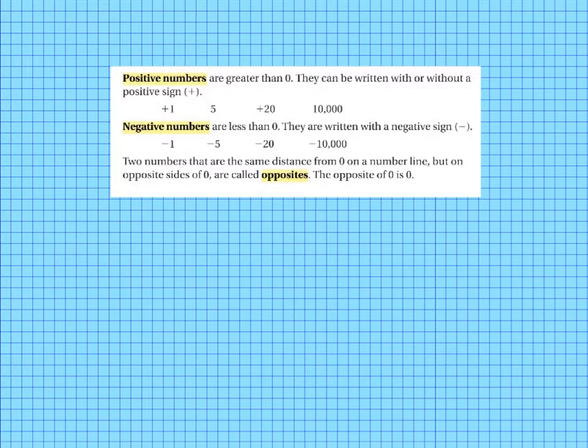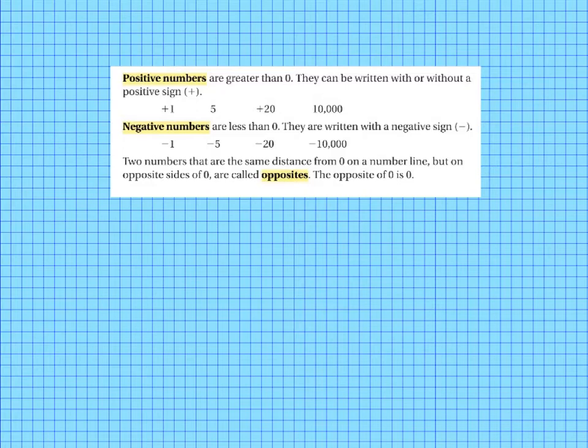Here is your vocab review. Positive numbers are greater than 0. They can be written with or without a positive sign. And some examples are positive 1, 5, positive 20, 10,000. They're all positive. It's just 2 of them have the sign and 2 of them don't.